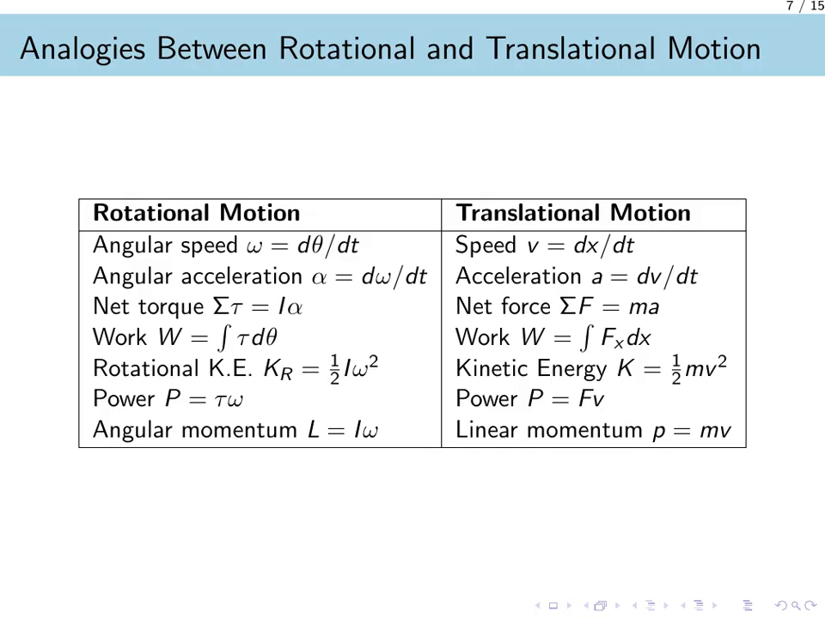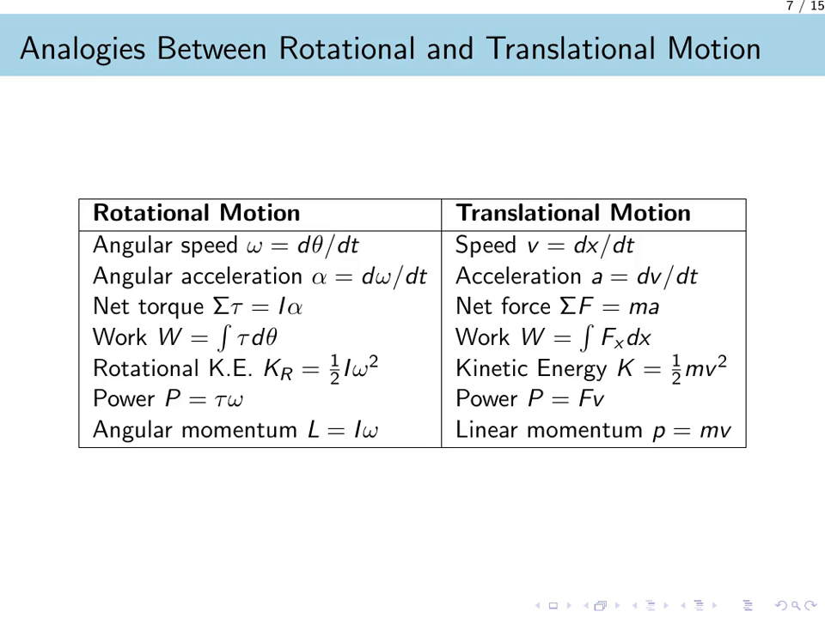For dynamics, the central analogy is between Newton's second law. Net force, which causes linear acceleration, corresponds to net torque, which causes angular acceleration, and mass, the measure of inertia, corresponds to the moment of inertia. Therefore, the equation F equals m times a has a direct rotational equivalent. Net torque equals I times alpha.